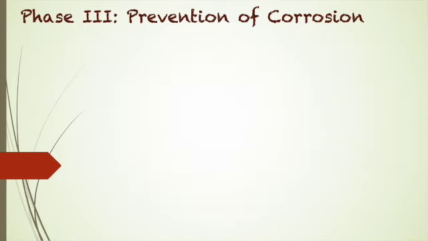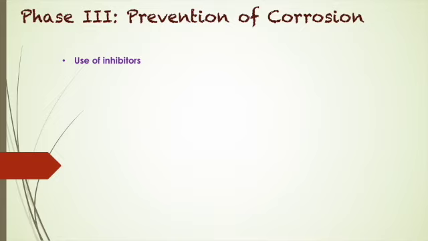Okay, so the second method by which we can prevent corrosion is the use of inhibitors. Now, what is an inhibitor actually? The literal meaning of inhibition means to prevent. So inhibitors are those chemical substances which prevent the corrosion or which reduce the corrosion rate when they are added in small quantities to the corrosive environment.